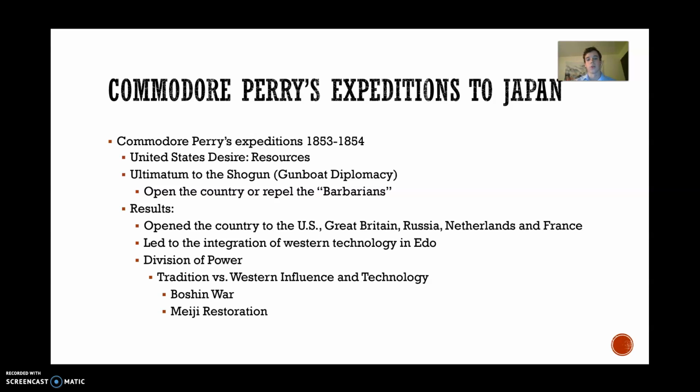He basically opened up the guns on his ships and pointed them at the imperial palace, and then delivered an ultimatum to the emperor, and said he'll be coming back in a year to hear his response. Essentially, the ultimatum read that they can either open up the country and engage in trade with the United States, or they would suffer military conflict.